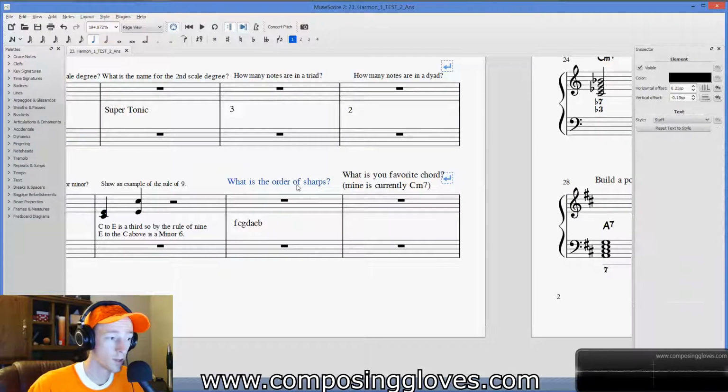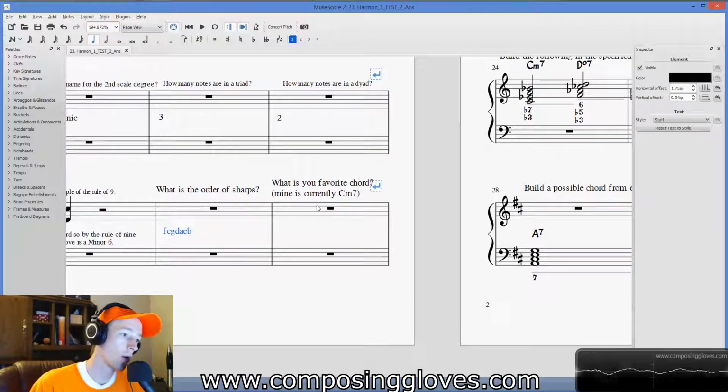What is the order of sharps? For me, I know the order of flats really well: B, E, A, D, G, C, F. So if you do that backwards, F, C, G, D, A, E, B. People have acronyms for this one. I always start with the order of flats and then reverse it to get the order of sharps.